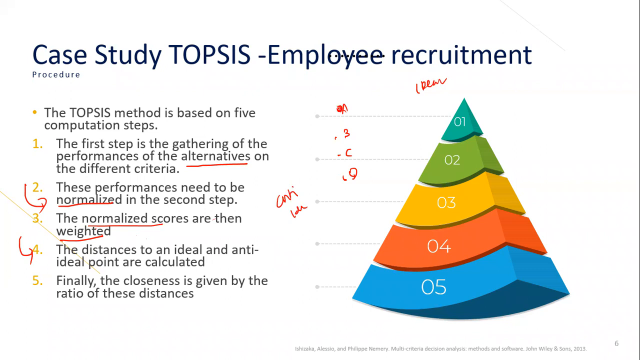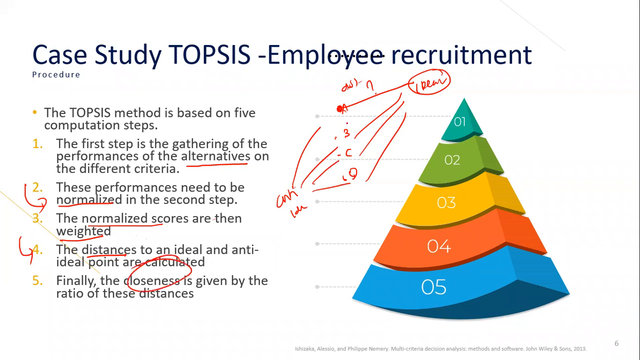And then you need to measure the distance from A to the ideal point. What is the distance? This is called step number 4. Okay, you have all of the distances here, and then you compare which one is closer to this ideal point based on something called the closeness index.